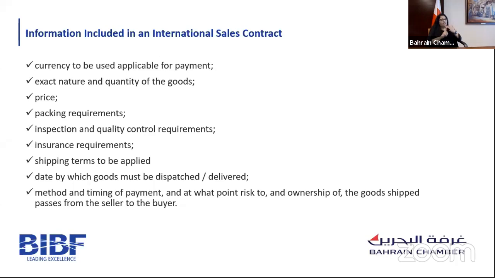First and foremost, the currency that will be used in the trading, exact nature and the quantity of the goods, price, packing requirements, inspection, quality control requirements, insurance requirements, what shipping terms are to be applied, the date by which the goods have to be dispatched and delivered, and the method and timing of the payment, and at what point the risk will be shifted from the exporter to the importer, how and when the ownership will pass, and all this information should be included in the sales contract.